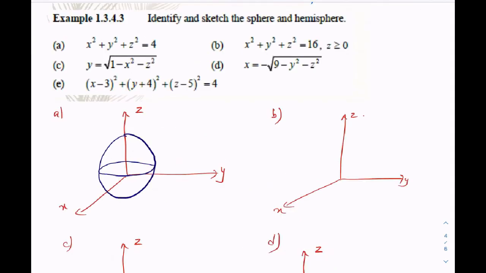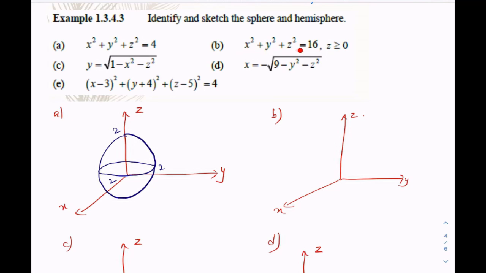Okay, done. Okay, now we go to the example for sketching sphere and hemisphere. For the question A, this is whole sphere, right? Okay, which is sphere with the center at the origin and the radius 2. Okay, make sure we label the radius. Okay, done. Okay, we go to question B.